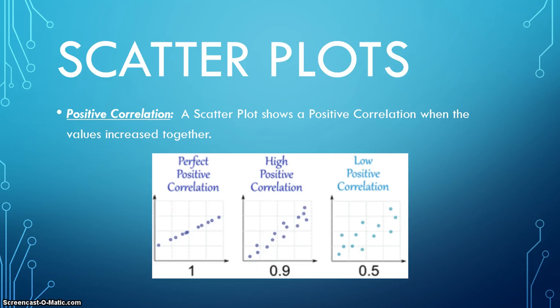And we can tell it's a positive correlation because you go from the bottom left up to the top right. This is a positive correlation. You can literally draw a diagonal line through it, going up.